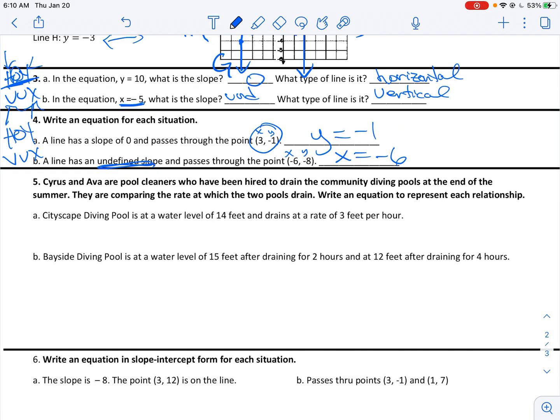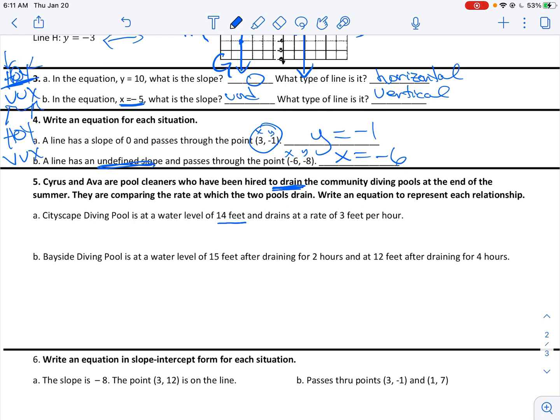Okay, let's look at this. It says Cyrus and Ava are pool cleaners who have been hired to drain a community pool at the end of the summer. They are comparing the rates at which the two pools drain. Write an equation that represents the relationship. So it says Cityscape diving pool is at a water level of 14 feet.